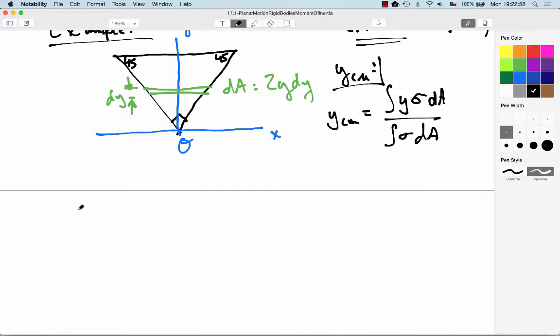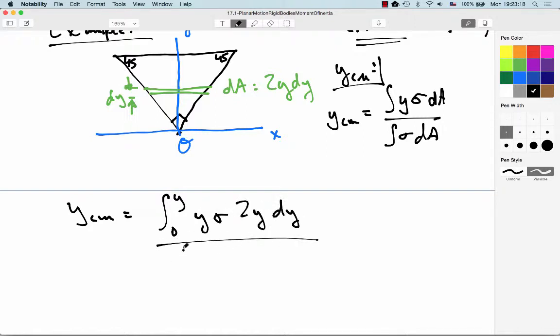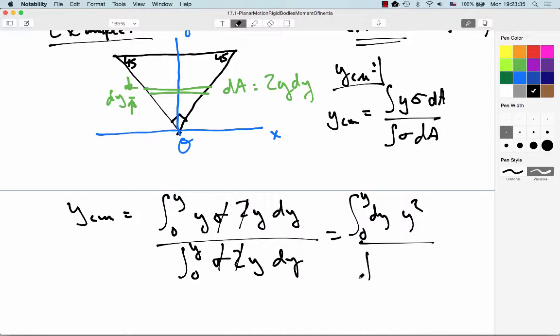Okay, so then ycm will equal, putting in for what our dA is, 2y dy, our limits of integration are going to run from 0 to y. So 0 to y, so we have y sigma 2y dy over integral 0 to y of just plain sigma 2y dy. The sigmas and the 2's cancel for what it's worth. And so we're left with integral 0 to y dy, y squared, over integral 0 to y dy of y.